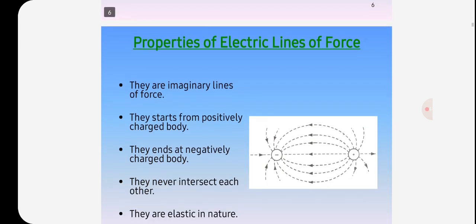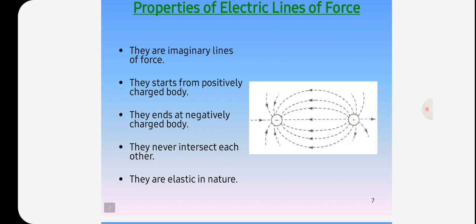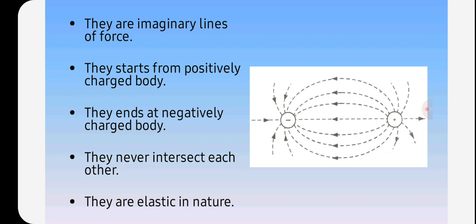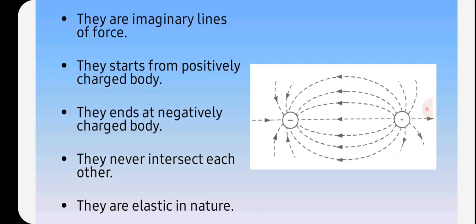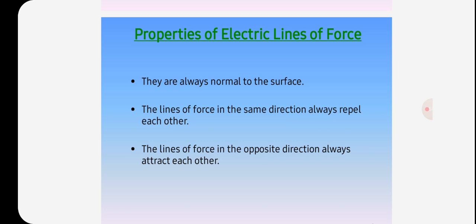Properties of electric lines of force. They are imaginary lines of force. They start from a positively charged body. They end at a negatively charged body. They never intersect each other. They are elastic in nature. They are always normal to the surface. The lines of force in the same direction always repel each other. The lines of force in the opposite direction always attract each other.